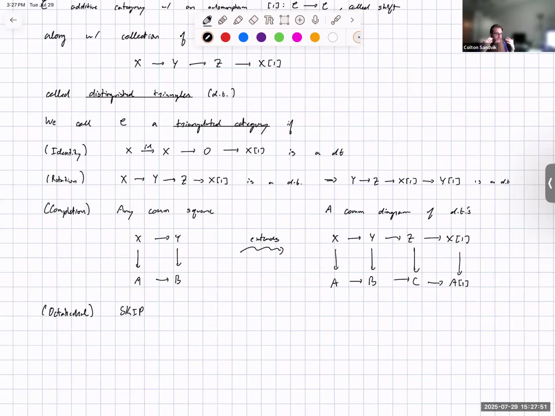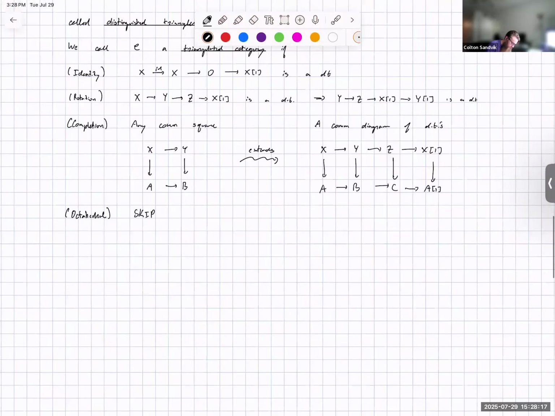Well, rotation isn't really saying anything here. Rotation doesn't say anything. Identity doesn't really say anything. Completion is, I think, the only interesting place here, and this is the ability to take a chain cone or something of a chain map. So anyway, let's actually write out an example.